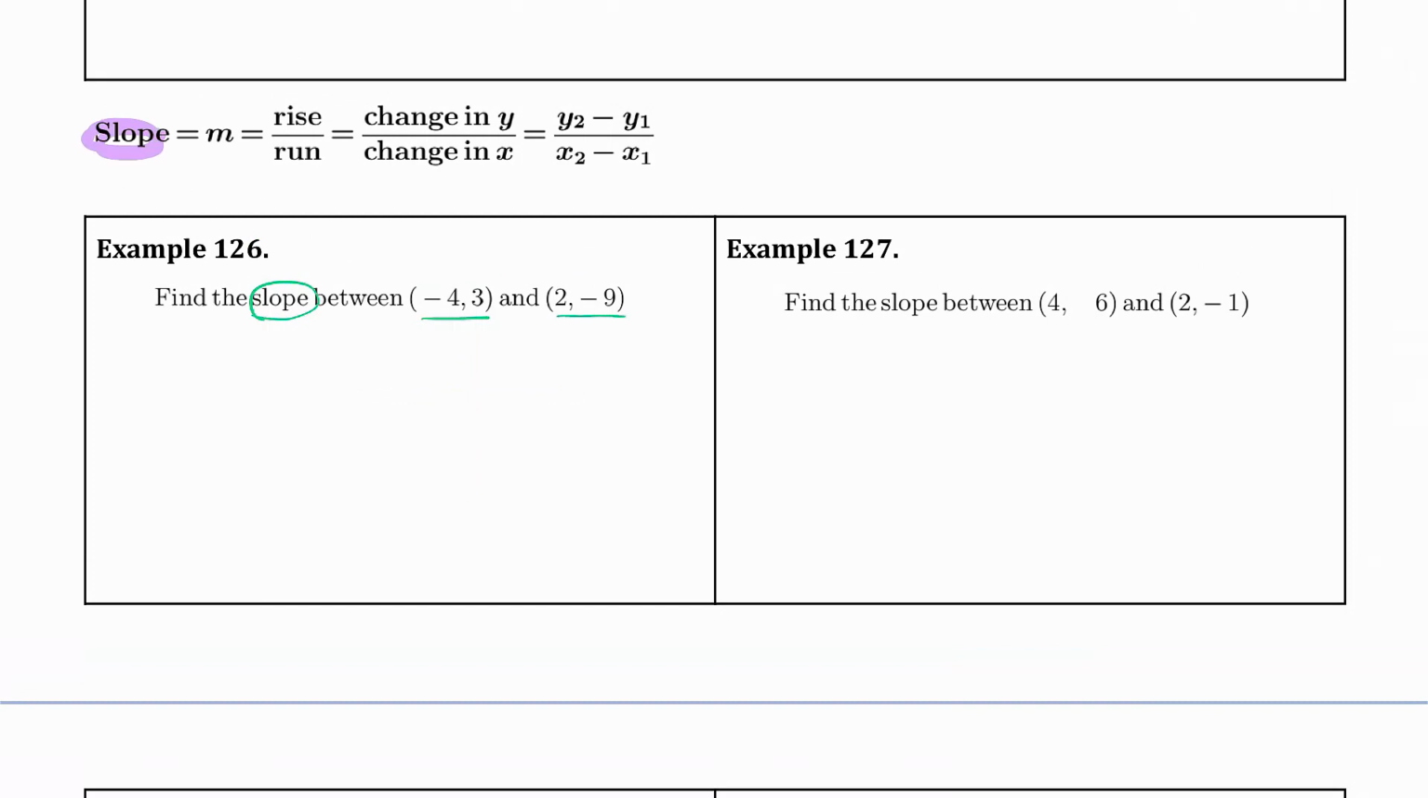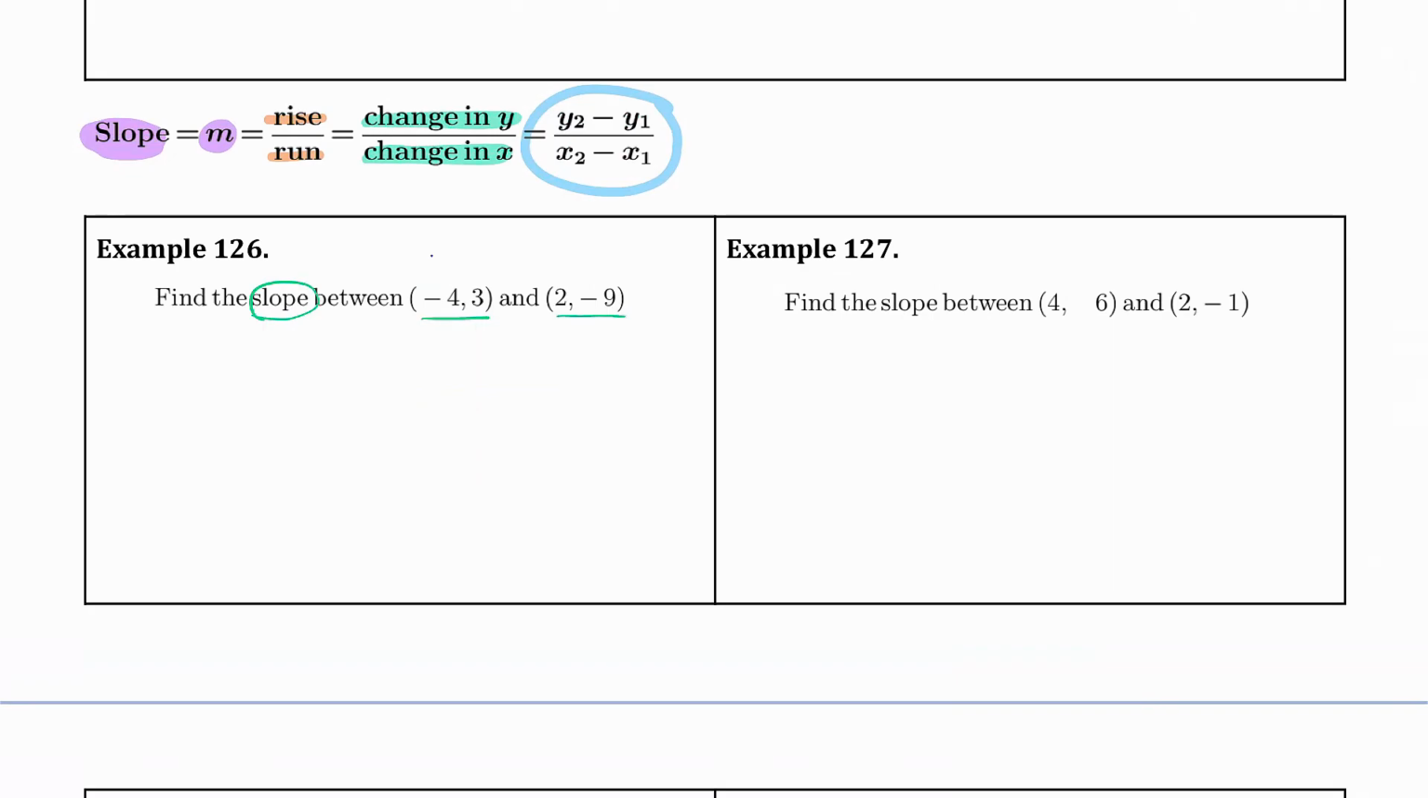Our slope, which we use m to represent, we already talked about is our rise over run. We said our rise is the change in y, that's our vertical change. The run is the change in x, that's our horizontal change. And another way to say change in y divided by change in x is our y subtracted by our y, we're going to call that y2 minus y1, divided by our x subtracted by our x, x2 minus x1. So if we're given two ordered pairs, we can use this formula right here to help us find our slope.